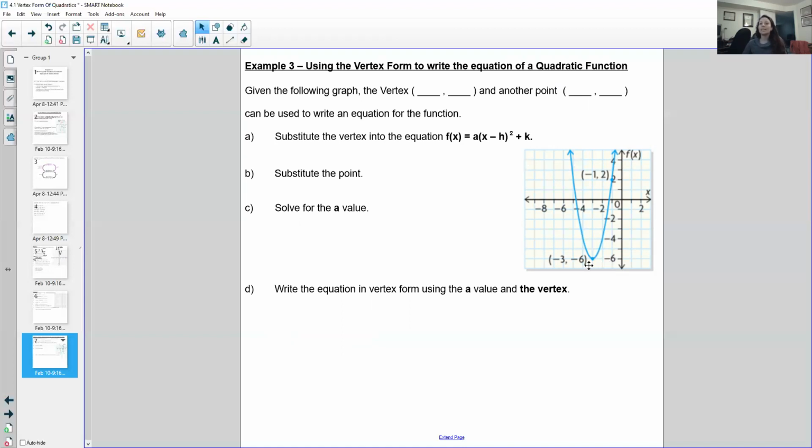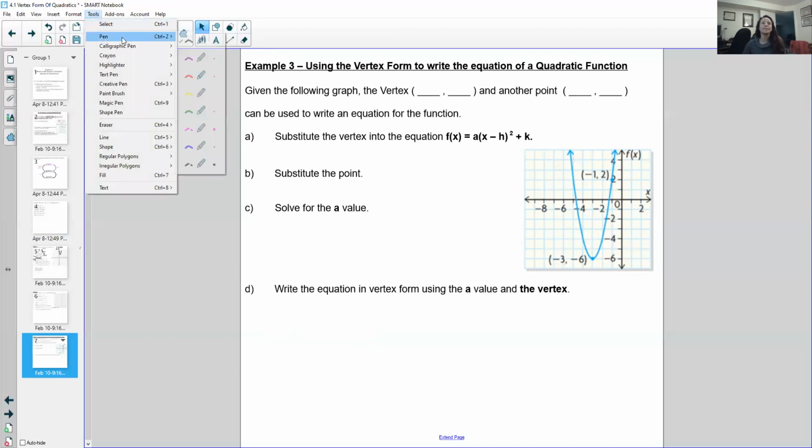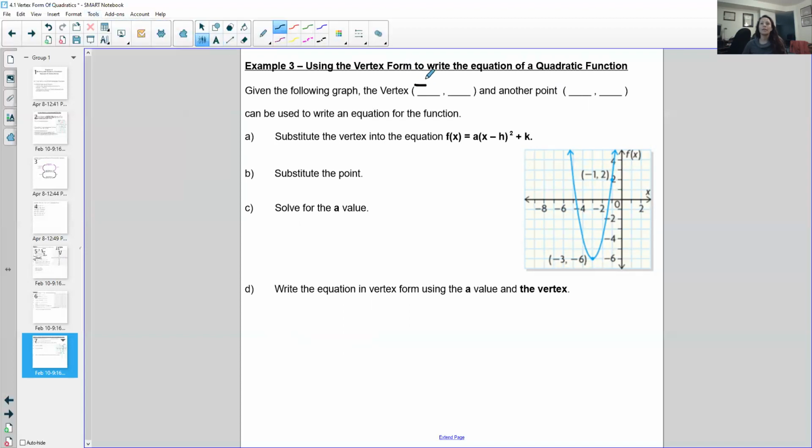So looking at this, we know that the vertex is -3, -6. Given the following graph, the vertex, perfect, we can write it in here. -3 and -6. And then we need another point. Now they tell us a point, they've given it to us, it's -1 and 2.